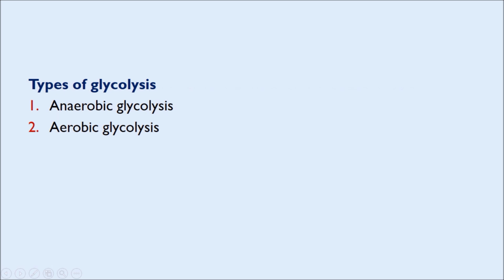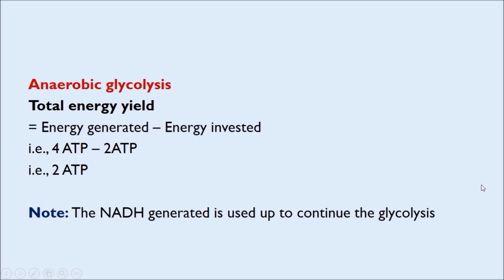Now before we give a final touch to the energy yield of glycolysis, let's revisit the concept of types of glycolysis as anaerobic and aerobic glycolysis. In anaerobic glycolysis, the total energy yield, which is equal to the energy generated minus energy invested, is very simple. That is 4 ATP minus 2 ATP, that is 2 ATP. The NADH generated is not used to provide any energy in the anaerobic glycolysis, but it is used to continue the glycolysis.